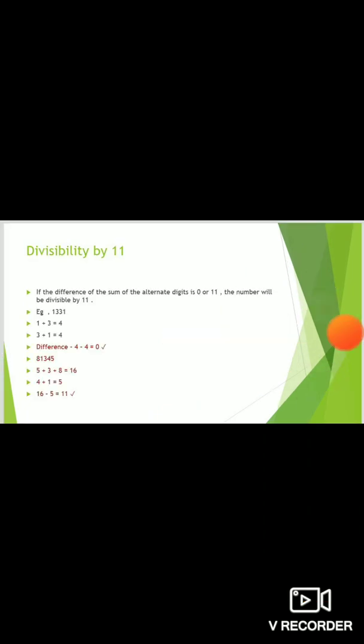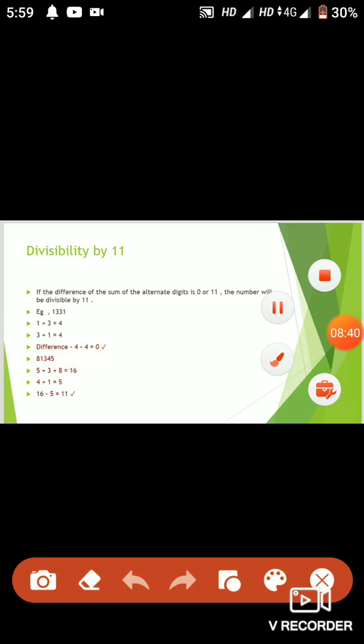Now, our next divisibility rule is of 11. If the difference of the sums of the alternate digits is 0 or 11, the number will be divisible by 11. See, I am given a number by my teacher. My teacher is saying, tell me whether this number is divisible by 11 or not. So what am I going to do? First, I need to take the sum of the alternate digits. When I take the sums out, I need to subtract them. So in the difference, if I get 0 or 11, then my number will be divisible by 11.